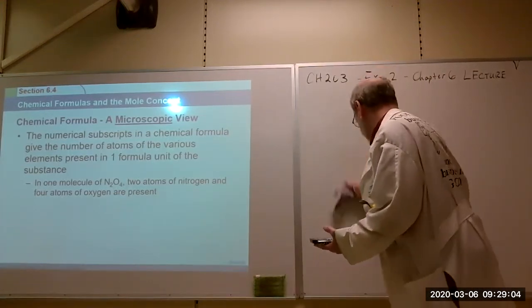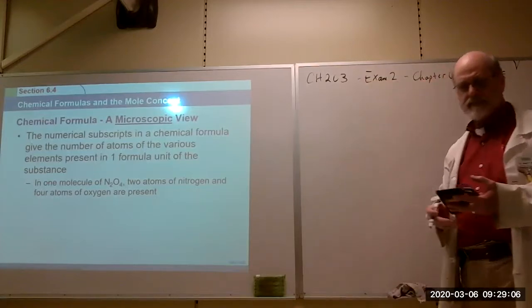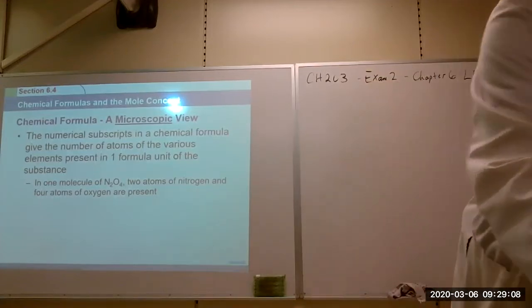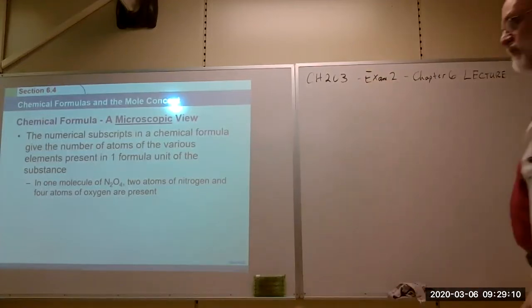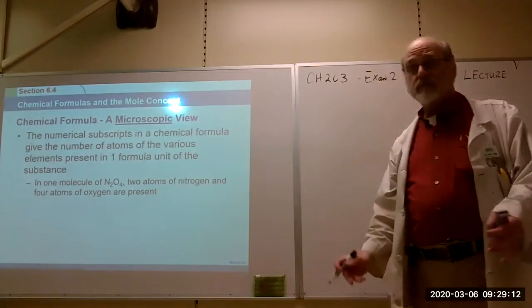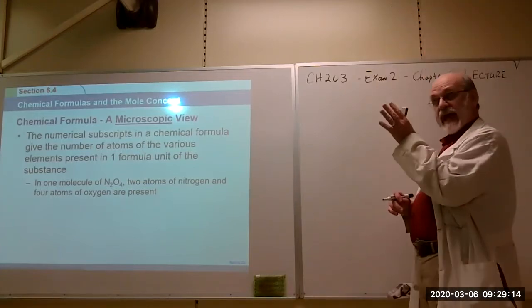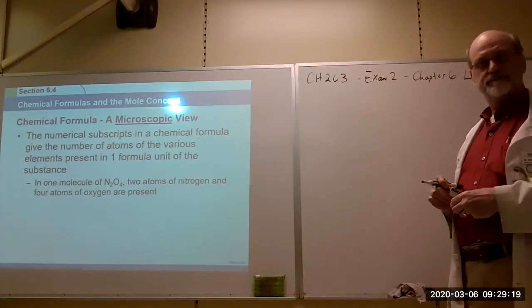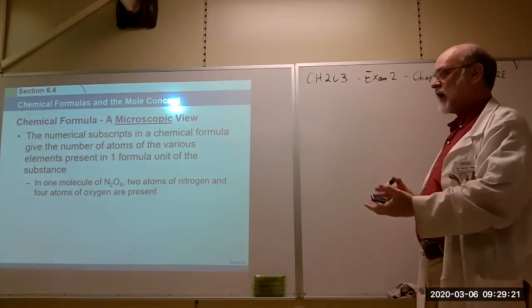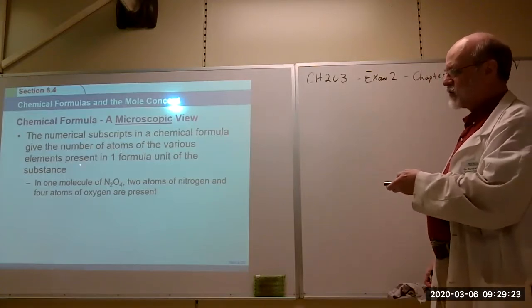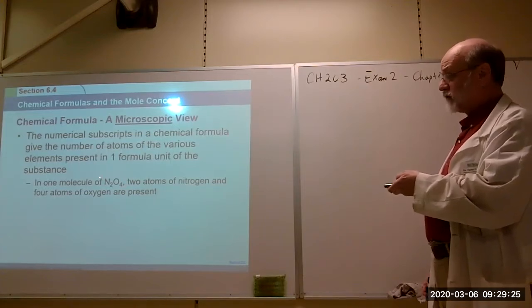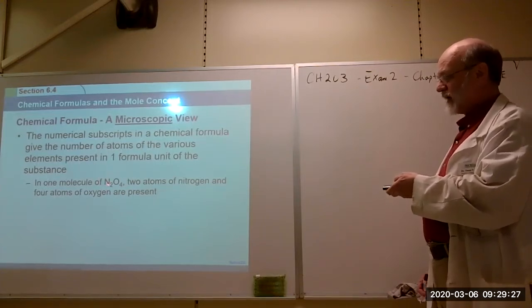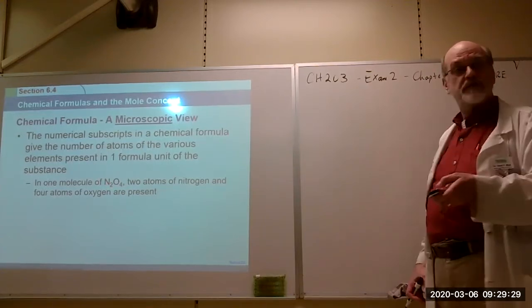So what are we talking about when we write a chemical formula? There are 2 ways to look at it, actually. And we've mentioned them before. The chemical formula could be just that many atoms of each element stuck together. Okay, that's the microscopic view. So if we have N2O4, that one formula unit has 2 atoms of nitrogen and 4 atoms of oxygen.